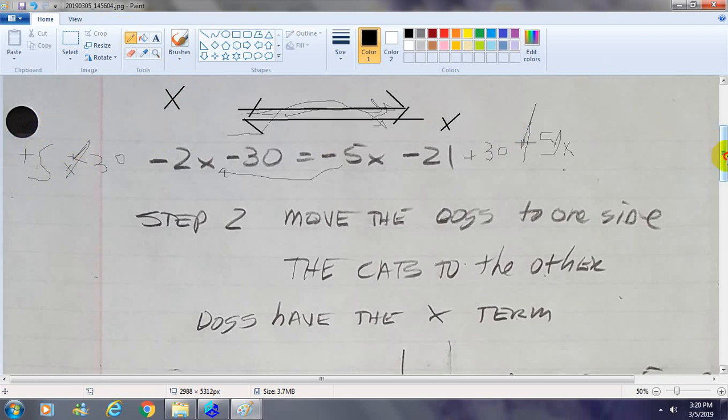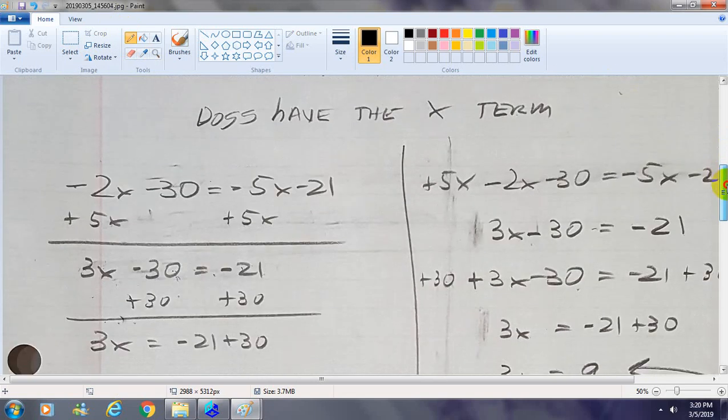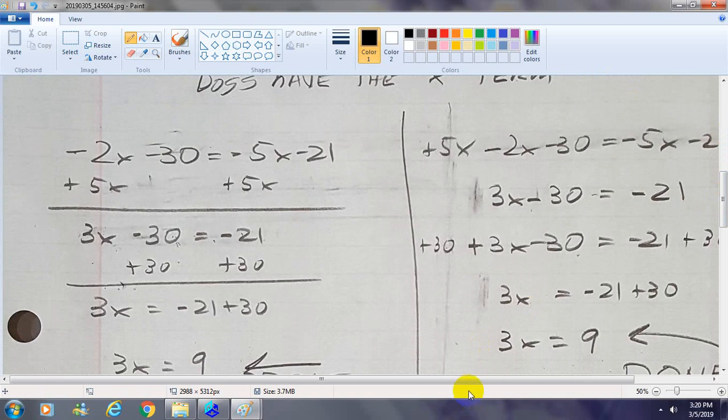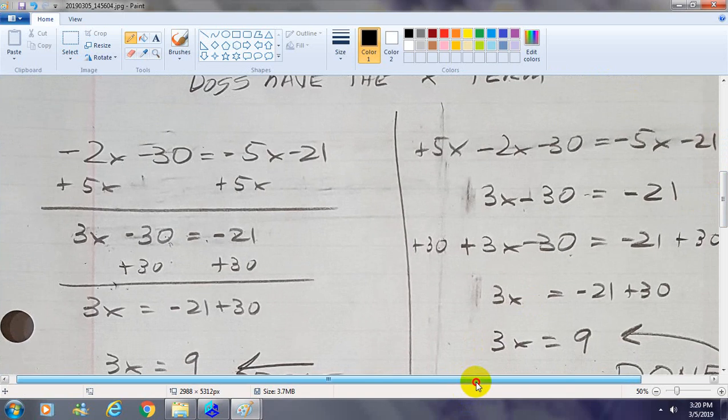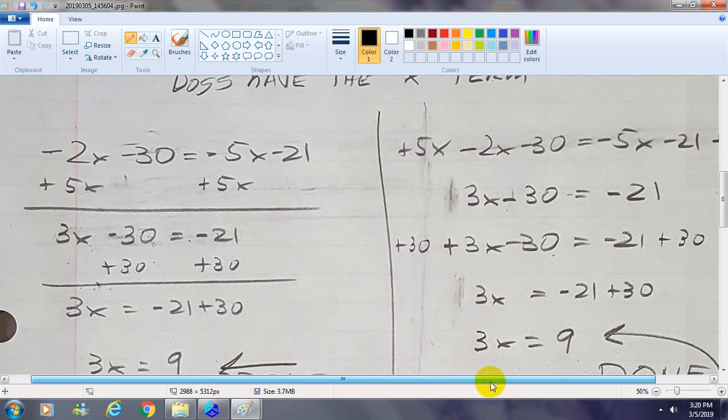Okay, so now there are different ways to write it. I'm giving you two options because one may appear more comfortable to you than the other. So here we did the 5x first. We're getting rid of the dog term, I guess, right? We're moving the dogs to one side and we're moving the cats to the other.